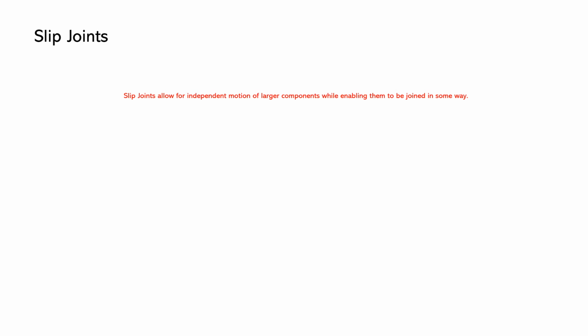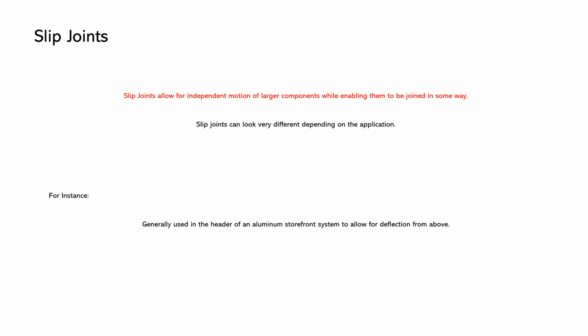All right, now getting to the other joints that are not used as often, but definitely important still. Slip joints. These allow for independent motion of larger components while enabling them to be joined in some way. They can look very different depending on the application. For instance, you use a slip joint in the header of an aluminum storefront system to allow for deflection from above. That's a common use of a slip joint. Good to commit to memory. And then pipe supports are often slip joints to allow for thermal expansion or contraction of the pipe relative to the support.